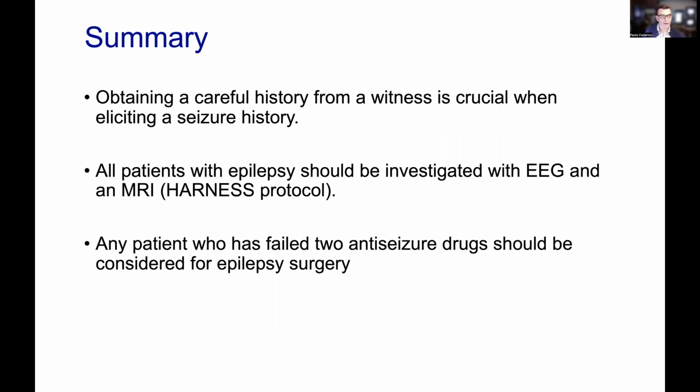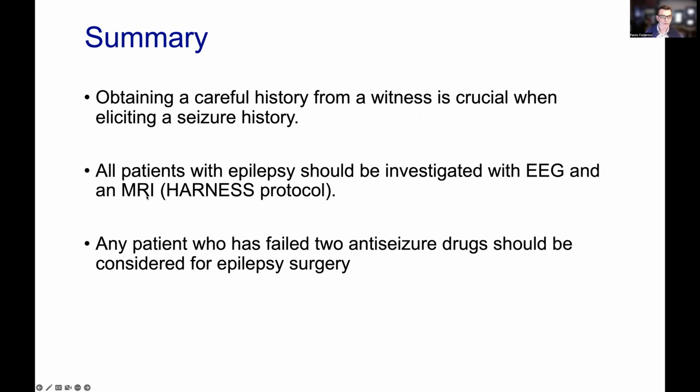So in summary, quite simply, obtaining a careful history from a witness is crucial when eliciting a seizure history. And sometimes, I would like to reiterate, patients with known epilepsy can have normal MRI scans and normal repeated EEGs, either routine or sleep deprived. So all you have to go by is the history that you've obtained and perhaps the response to anti-seizure medications. And EEG is a very important investigation for all patients with epilepsy.